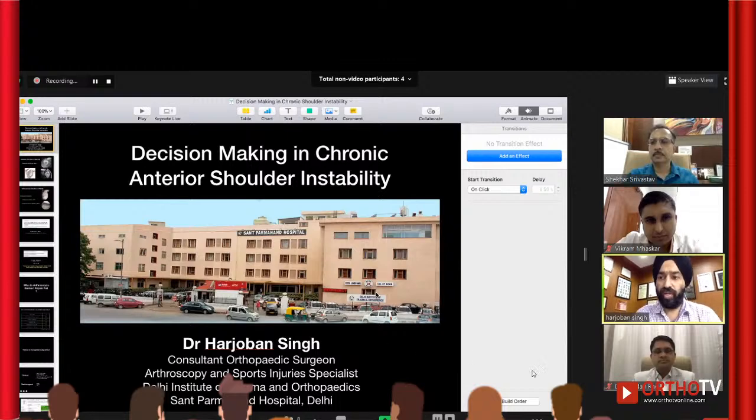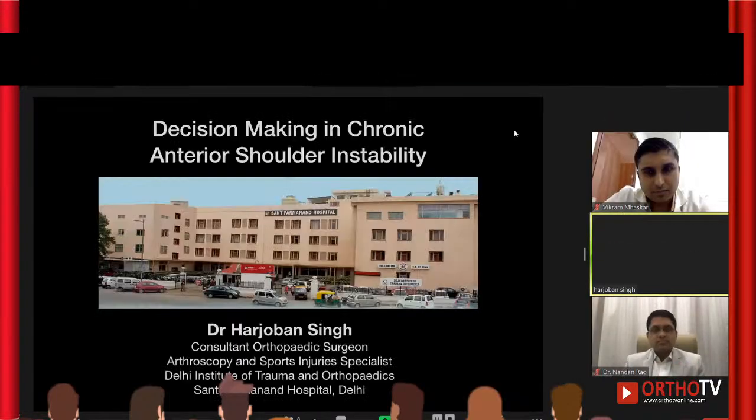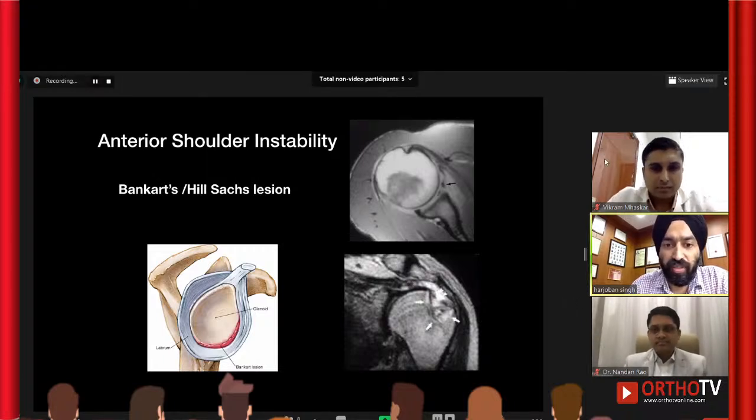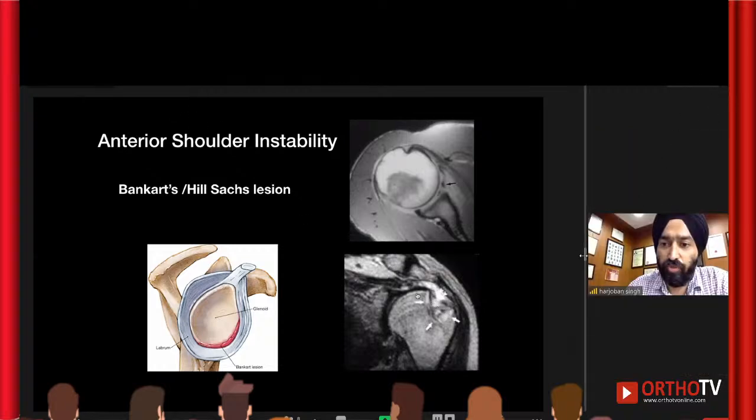So my topic is decision making in chronic anterior shoulder instability. Hello everyone. So as we all know, shoulder instability is most commonly anterior, and anterior shoulder dislocation results in a Bankart's lesion and a Hill-Sachs lesion. So Bankart's is basically a capsulolabral avulsion from the anterior inferior portion of the glenoid, and the corresponding lesion on the humeral head posterior superiorly is the Hill-Sachs.